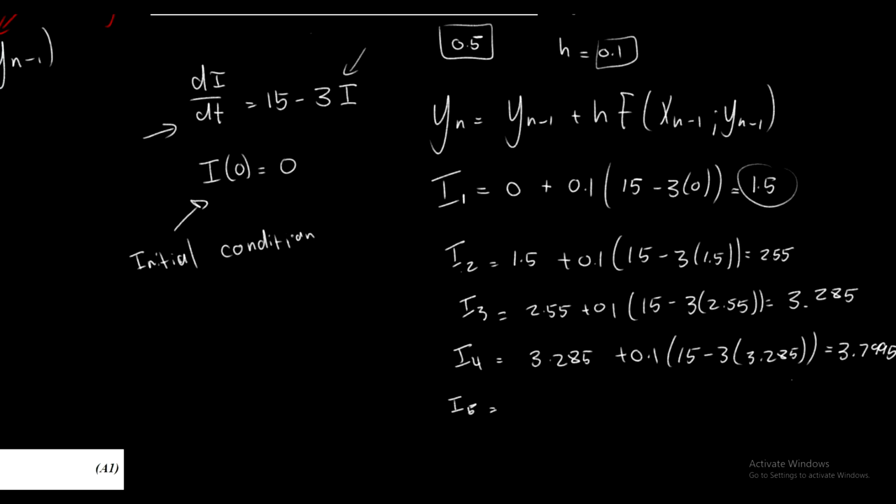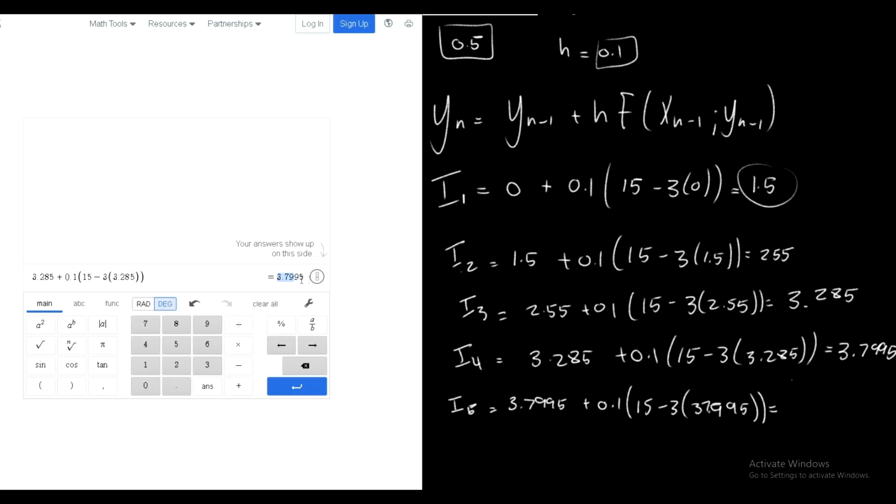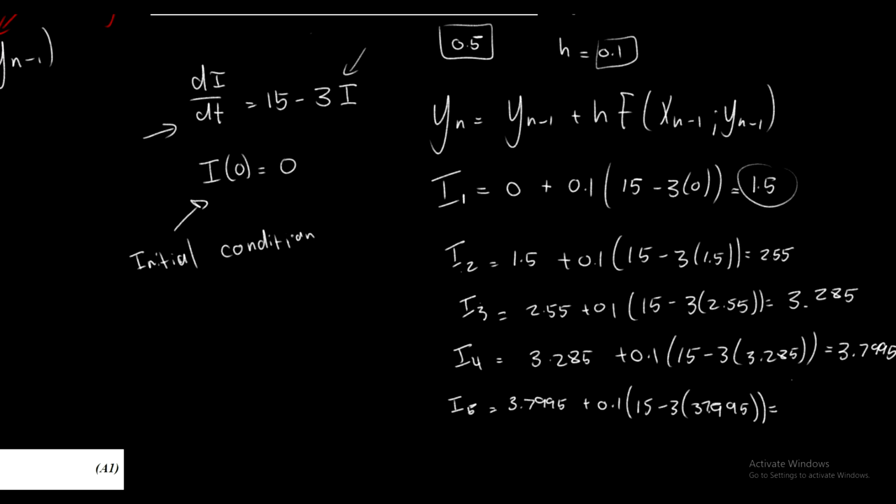I5, 3.7995 plus 0.1 times (15 minus 3 times 3.7995). That gives me what? Okay, 4.16. I'll take 4.16. So 4.16.